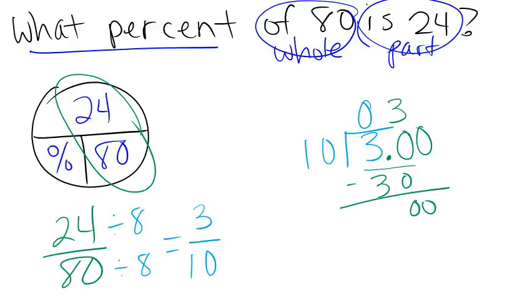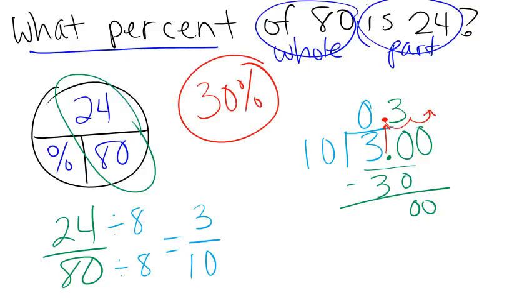Remember, with division of decimals, you bring the decimal straight up. So this is just the decimal of when I divide. You still need to change this decimal into a percent. So when we change a decimal to a percent, that means move it to the right 2 times. So we have 0.3, move to the right twice, and we'll get the answer of 30%. So 24 is 30% of 80.